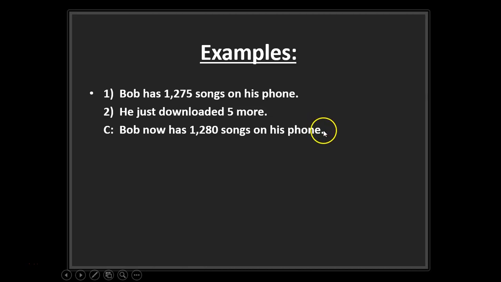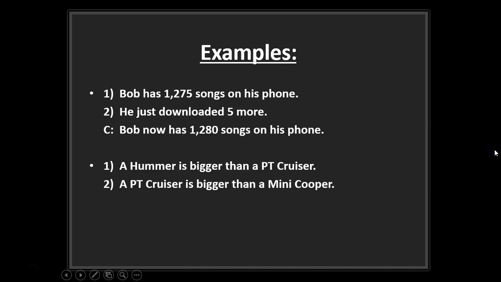Not probably, necessarily. Or a Hummer is bigger than a PT Cruiser, and a PT Cruiser is bigger than a Mini Cooper. Therefore, a Hummer is bigger than a Mini Cooper. So if these two premises are true, notice you don't even have to know anything about cars, right? If this thing is bigger than that thing, and that thing is bigger than the other thing, it follows that this thing is bigger than the other thing, right? Follows mathematically. Necessarily, too. Deductive.